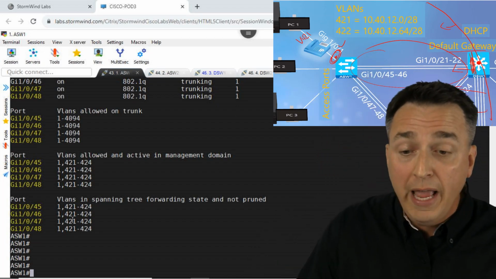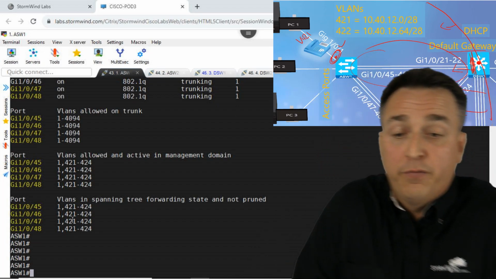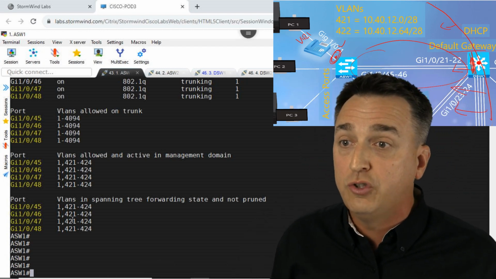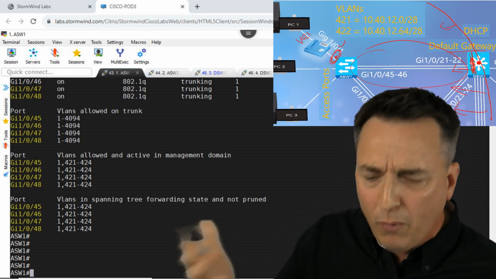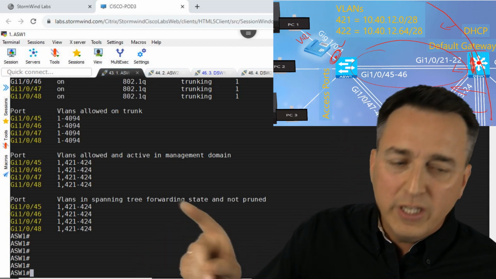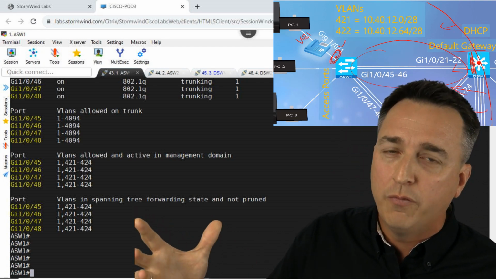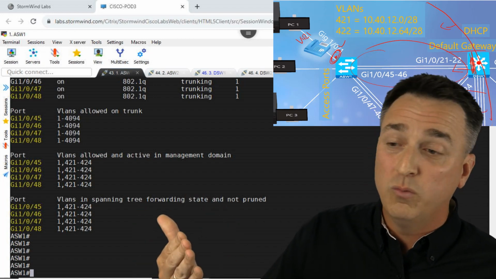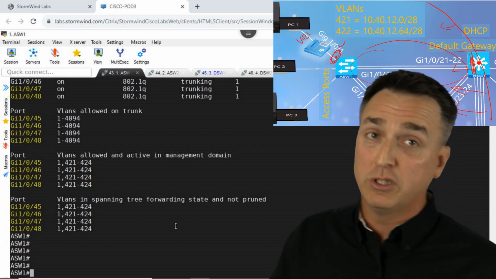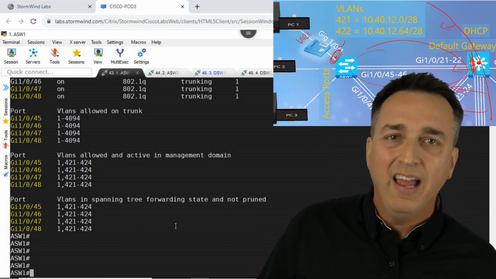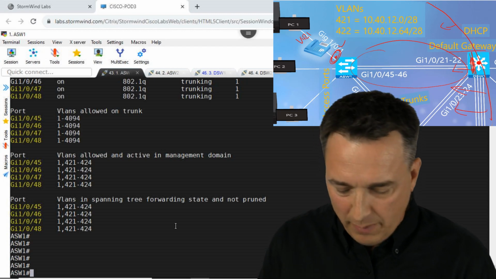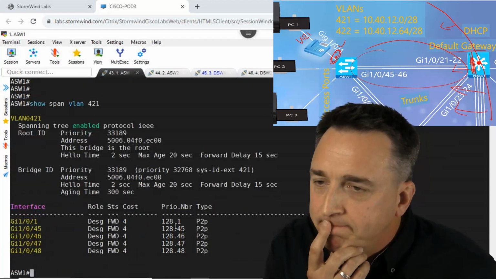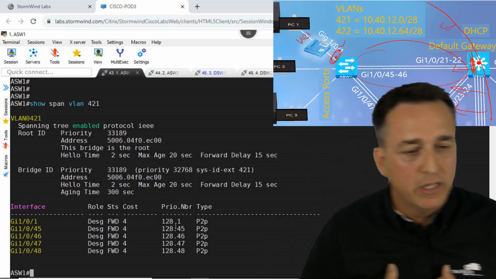All right, so great. What's the next logical thing for us to do, right? The next logical thing is to check the other side of our trunk link. But wait. I'm pretty sure I still have a problem because I'm seeing all 4 VLANs in this output here, right? If it was the root bridge, that makes sense. But it shouldn't be the root bridge in my environment. So let's just check that out. Show spanning tree for VLAN 421. Oh my gosh, I am the root bridge.